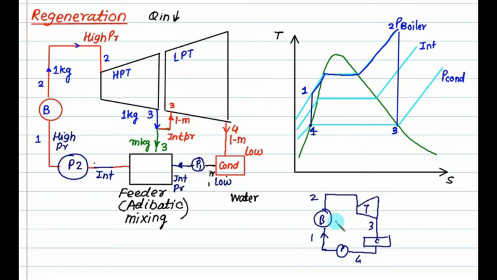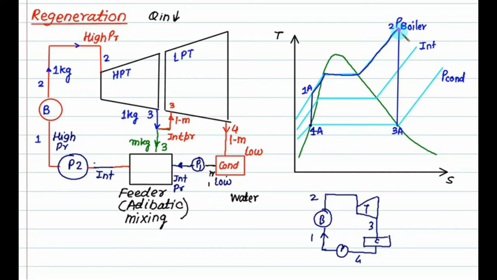Now I want to compare the simple Rankine cycle with regeneration. So I will modify these points by adding A to distinguish them. All these points are given as 1A, 4A, 3A, and point 2 I am keeping the same. We fix this point for both, so to compare simple Rankine and regeneration, I keep this point the same.